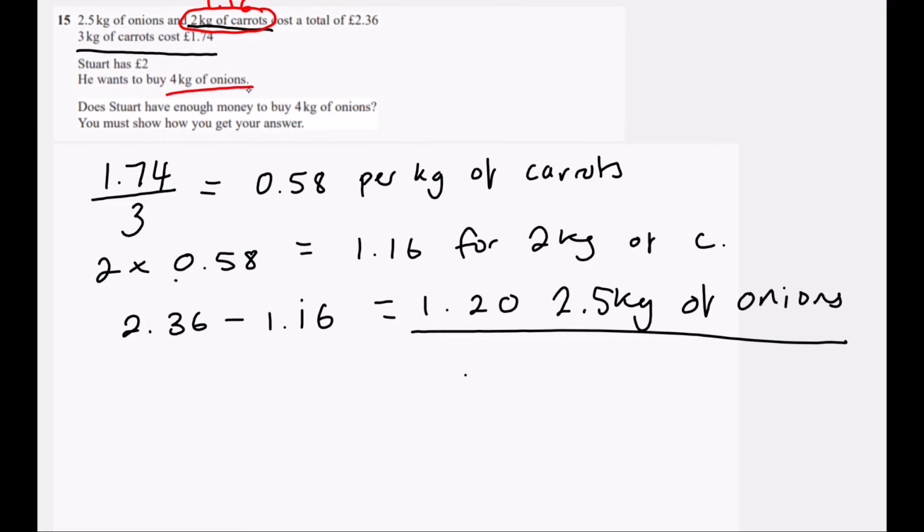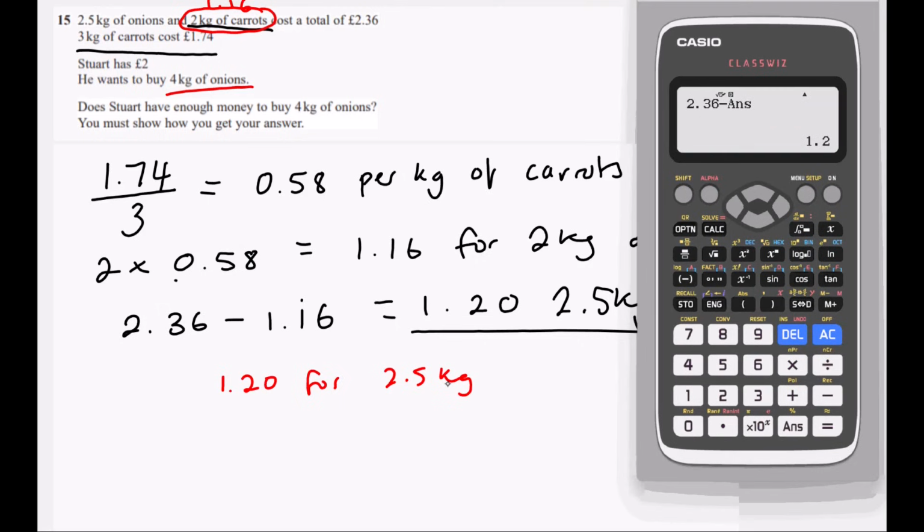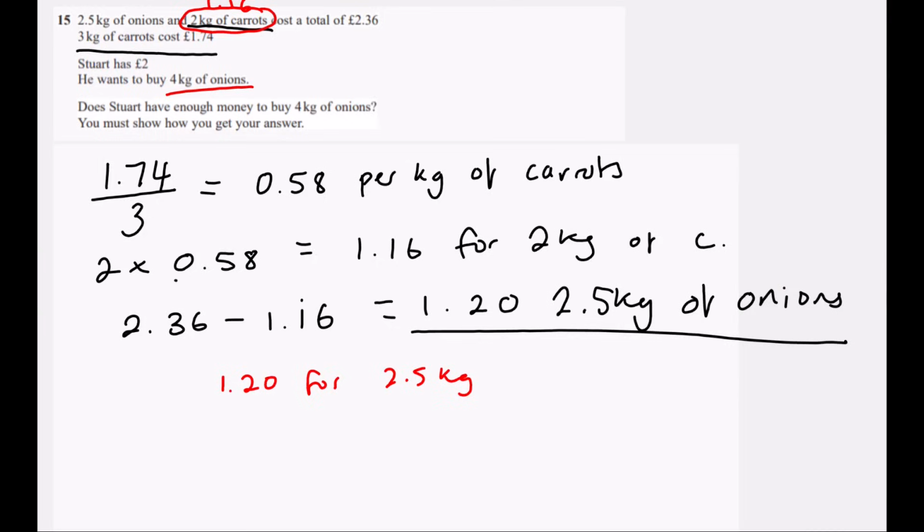But Stuart wants to buy 4 kilograms. So how can I change this? So £1.20 for 2.5 kilograms. I could double it and get 5 kilograms. I don't really want that. I think I'm going to divide by 5 and find half a kilogram. I think that's the best way. £1.20 divided by 5 is 24p. So dividing by 5, I get 24p for half of a kilogram.